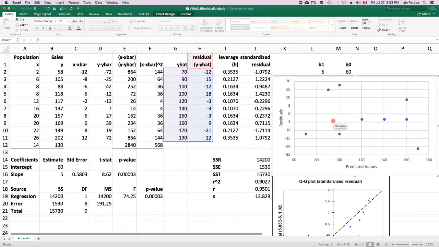This plot does not do that. It doesn't have any particularly strong patterns when it comes to variance. So the constant variance assumption is probably fine.